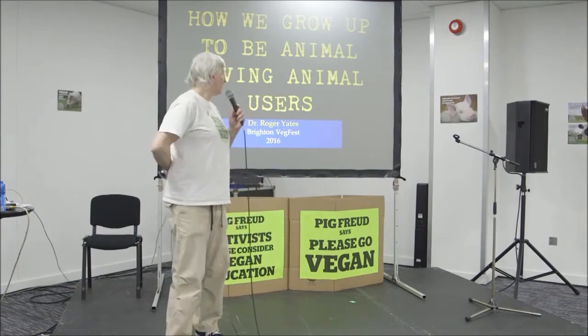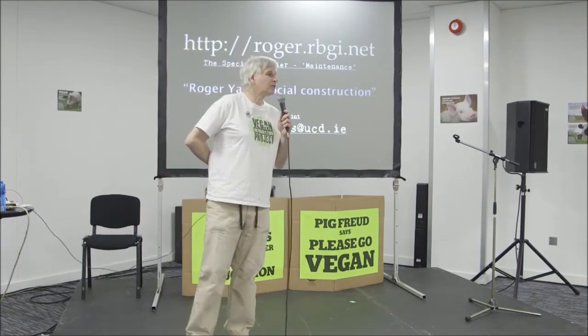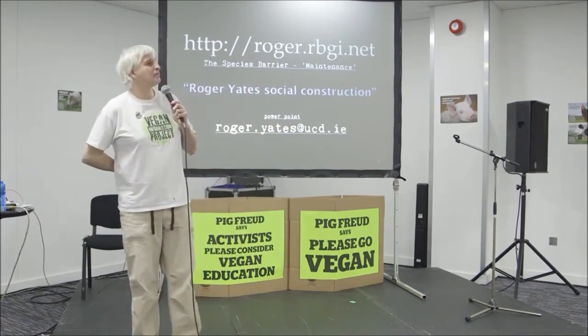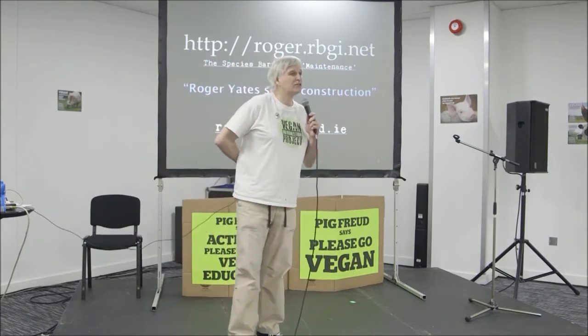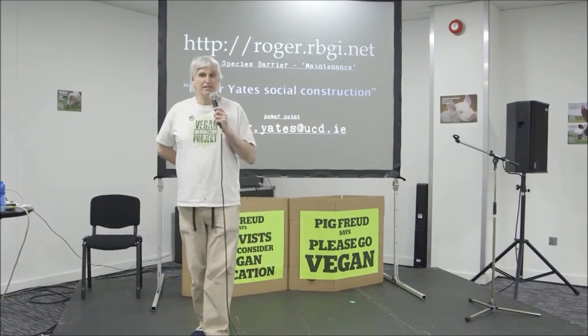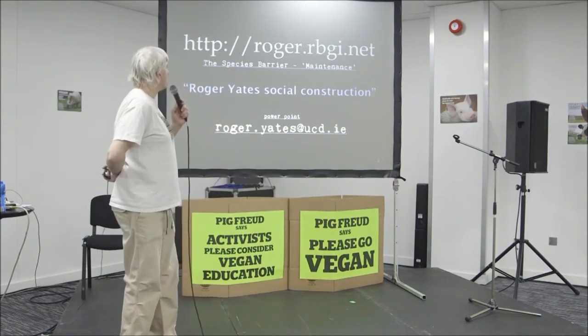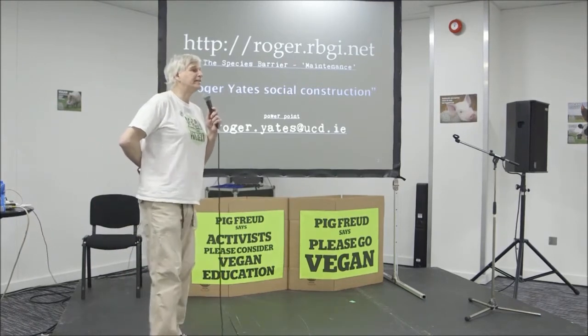Okay, so really we're looking at a snippet. We're going to try and lift the lid on the title: how do we become animal-loving animal users? We can't really delve into it too much, but this is a little snippet from my research work. You can see it there on the top, particularly a chapter called The Species Barrier Maintenance.